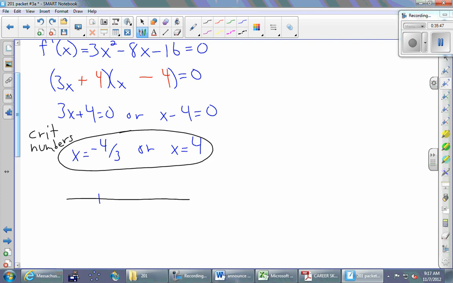I'm actually not going to put 0. I just want these two. Yeah, so -4/3 goes first. And over here is the number 4. And don't worry at all about the scale. You just got to worry about the order. If you get them in the wrong order, you're going to get crazy results that aren't true.